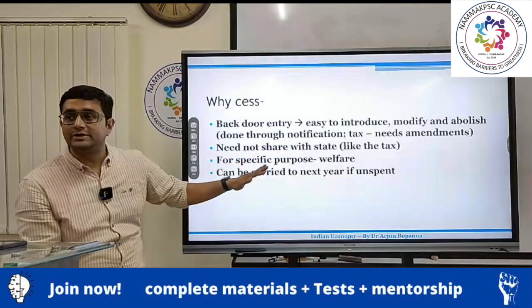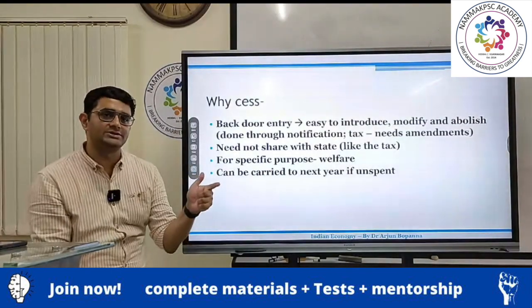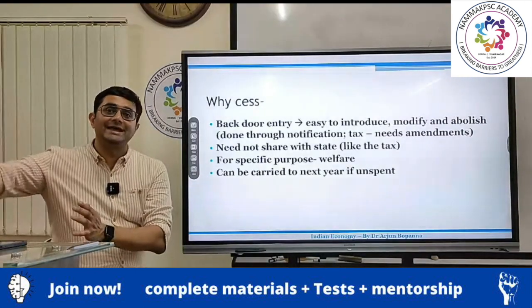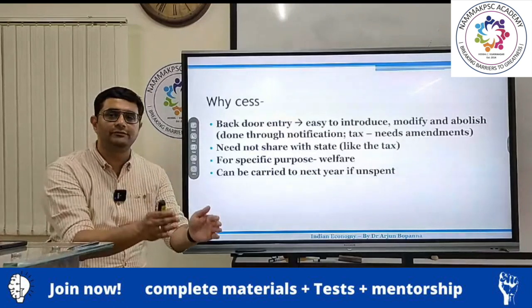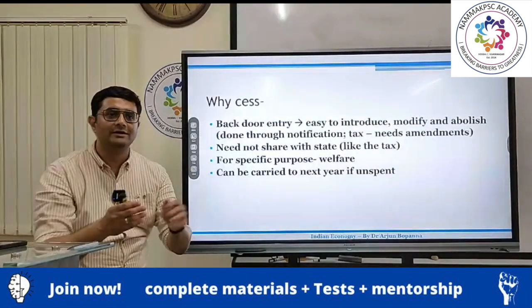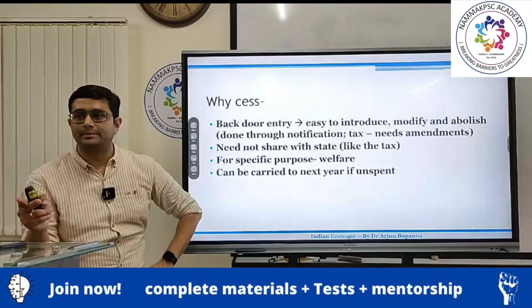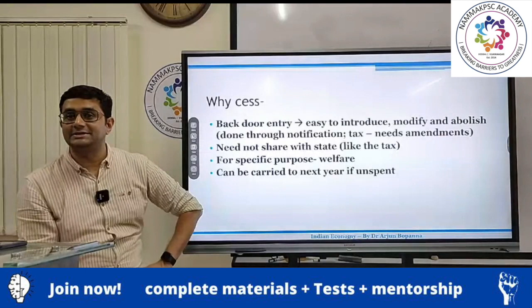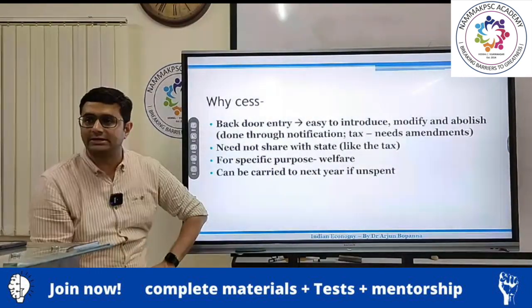It is used for a specific purpose, so it will promote welfare. Now, health, education, that money is there. It cannot be used for anything else. Government will have to use it for education, for clean energy, for Swachh Bharat, like that. It cannot use it for any other purpose. Okay. And lastly, it can be carried to the next year. That means it is non-lapsable. Very important. I forgot to mention it earlier.